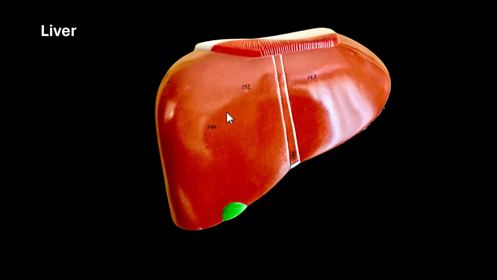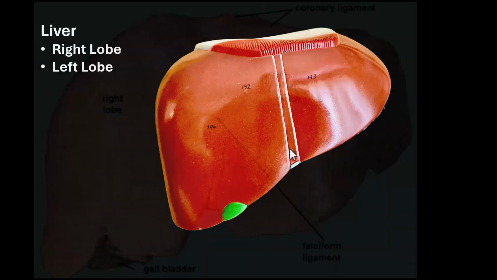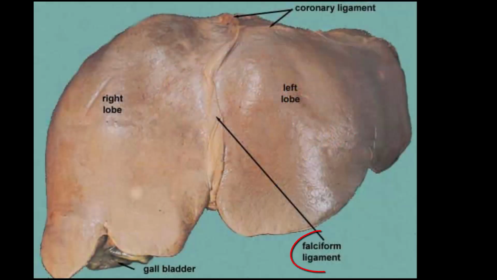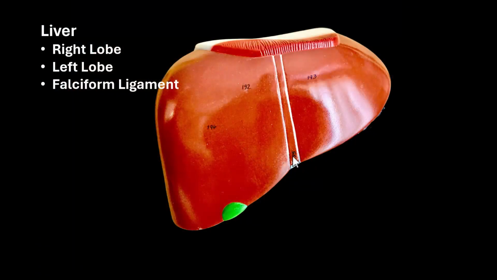So let's take a little better look here. We've got the right lobe of the liver, the left lobe of the liver, and then right here on a cadaver, it's going to be this really thin little sheet that helps to anchor the liver in place, and it's called the falciform ligament. So it's going to look nothing like this picture here, but it is called the falciform ligament. And peeking out from underneath here is the gallbladder.